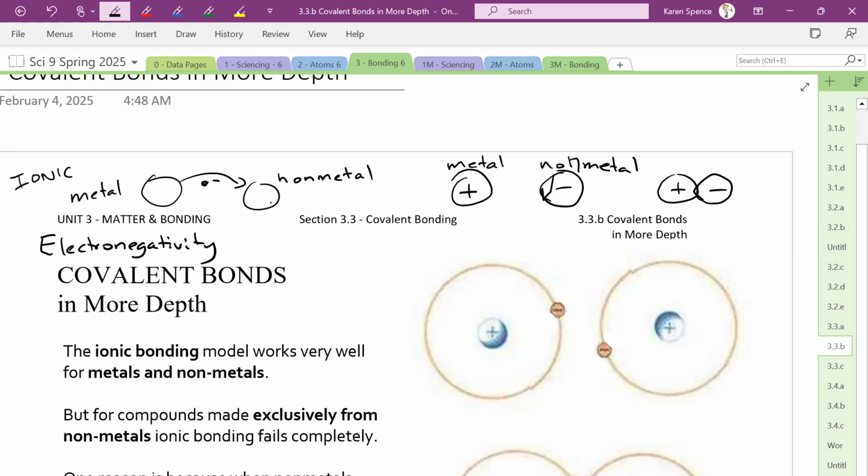Show me your covalent bond. Did you see what I did with that one right there? So you're pulling on it equally. Okay, and that's good. Show me your covalent bond. There we go.